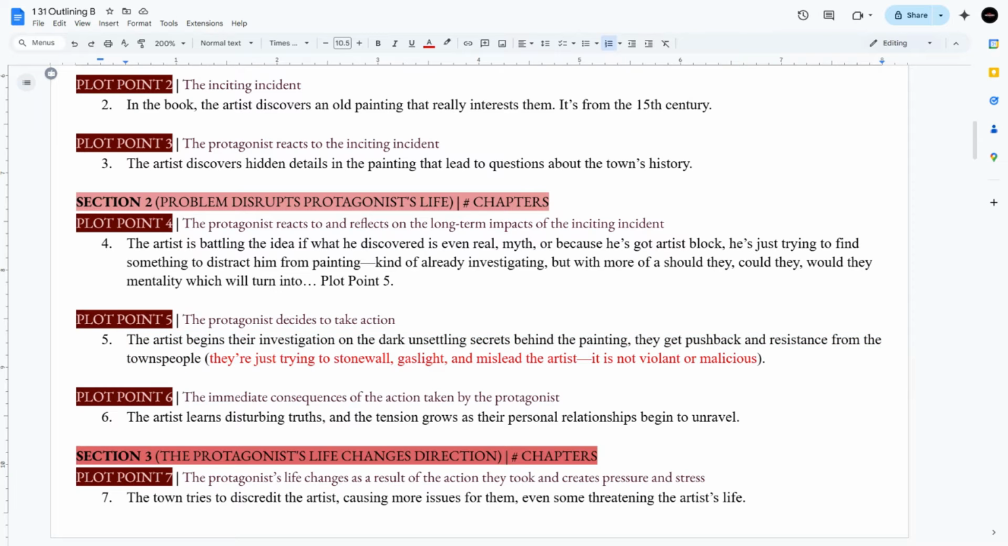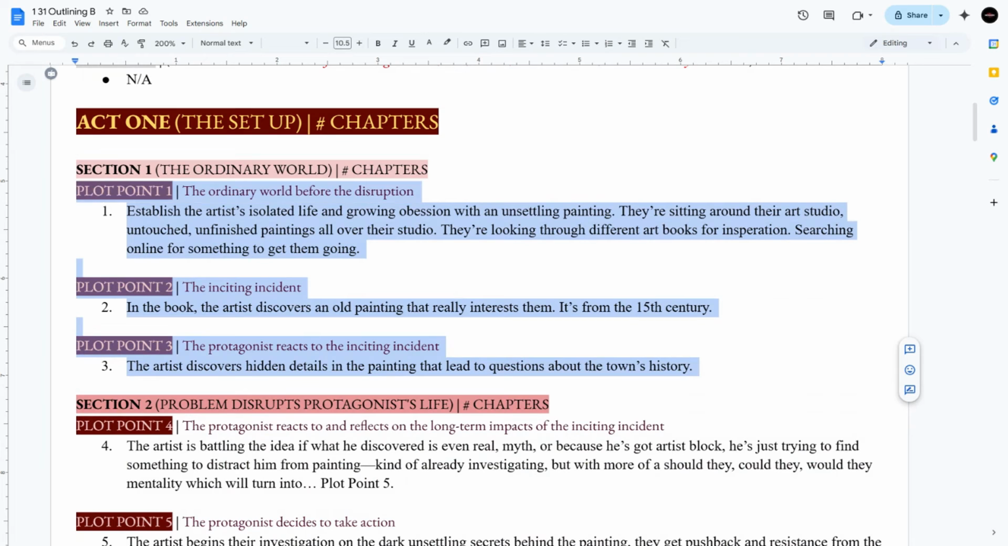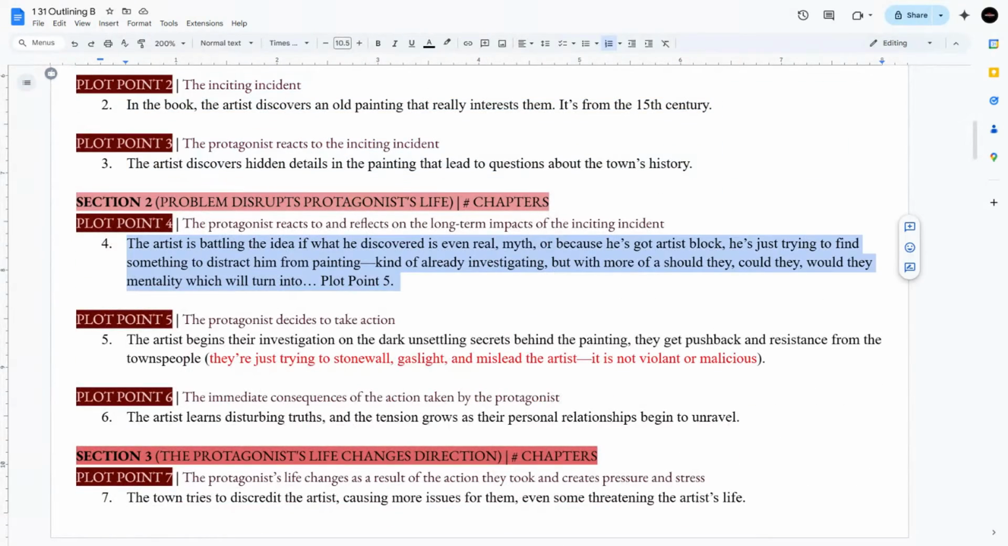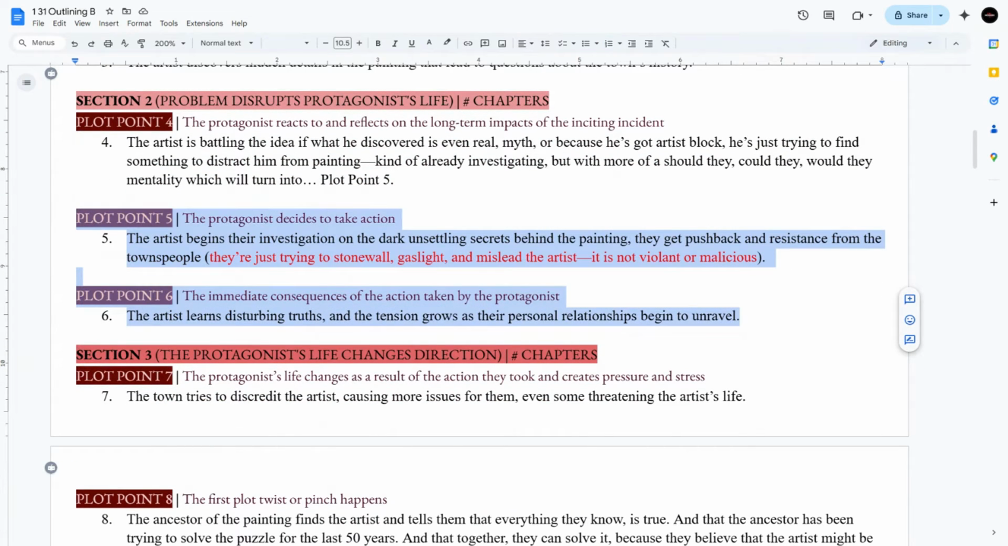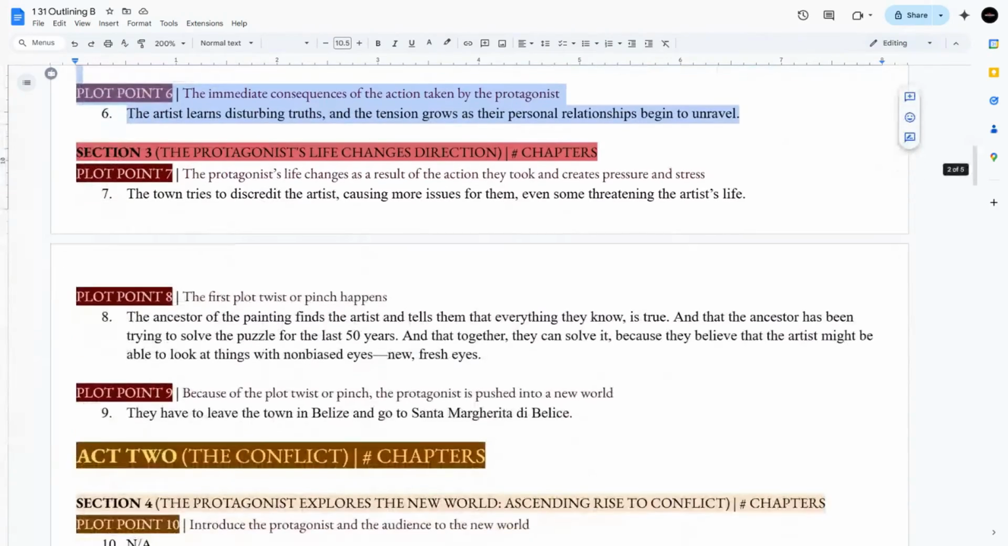You could even, if you wanted to, these could technically be 2 chapters. So this would be 1 chapter, and then this would be a chapter, and then these 2 things would be. So now we're at 3 chapters, and that's not bad for 6 plot points. That's not bad.